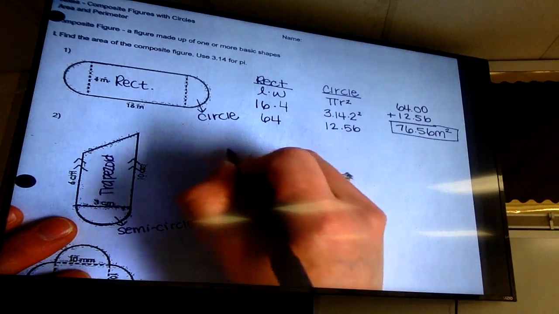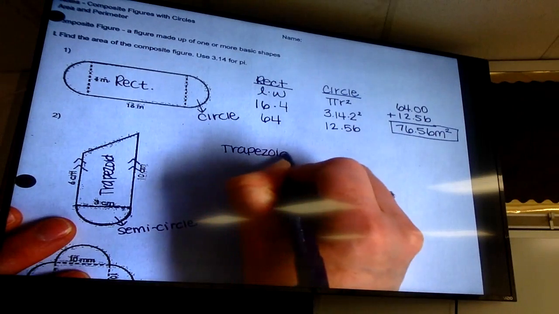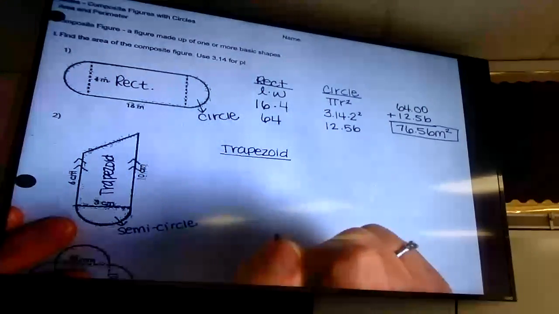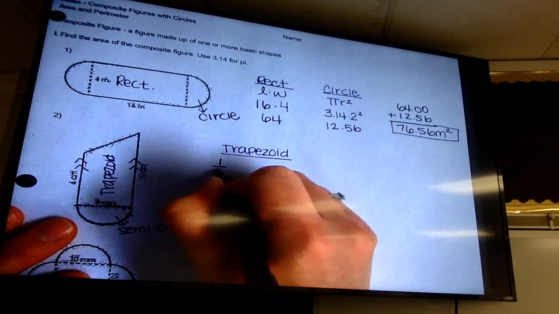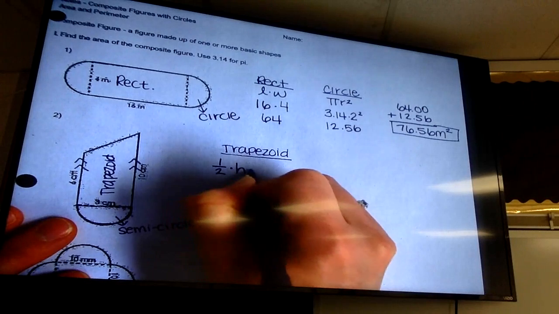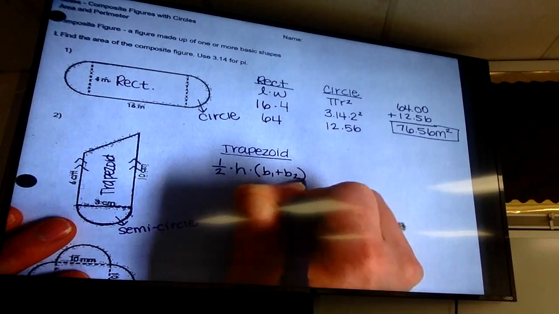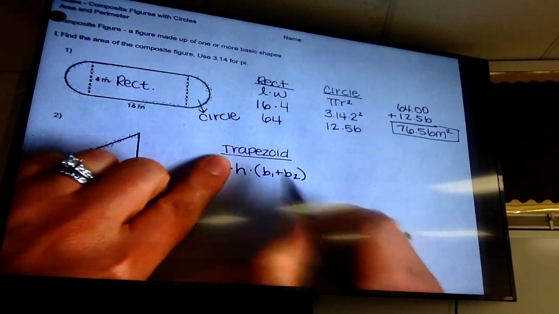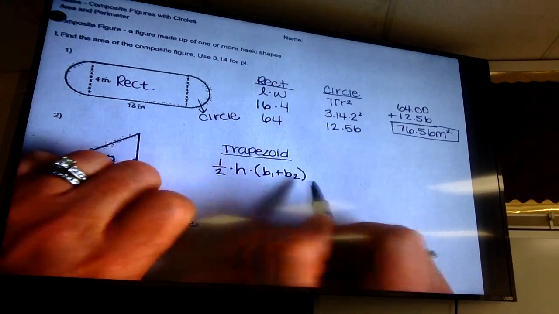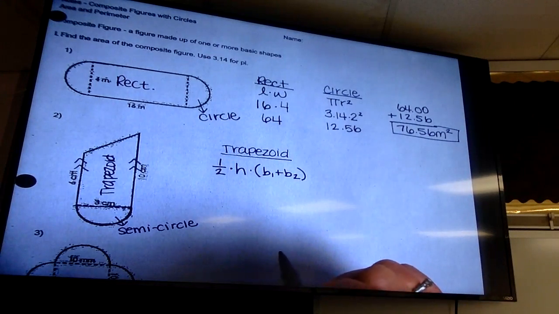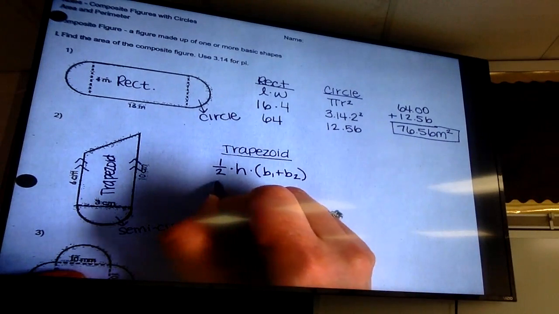So I'll do my trapezoid first. And there's several different ways that you could write the trapezoid formula. So you can use whatever one works for you. I was always taught 1/2 times height times base 1 plus base 2. So that's what you'll see me use a lot. You could say height times base 1 plus base 2, all of it divided by 2. That's another way of writing it. But the important part is filling in our information in the right way.